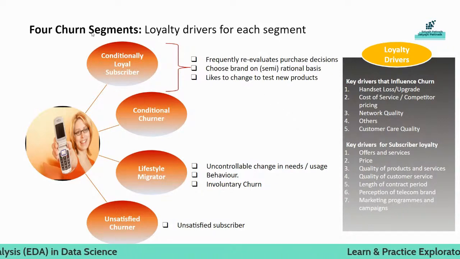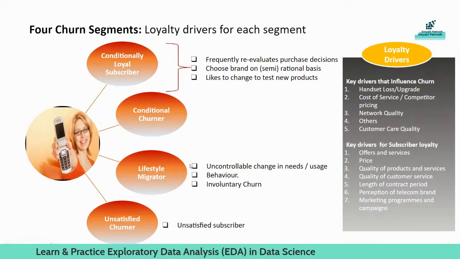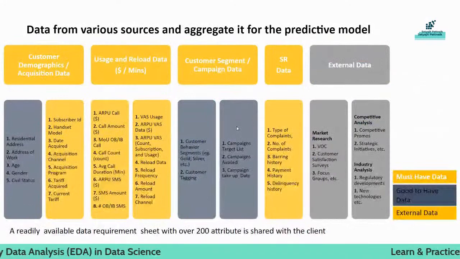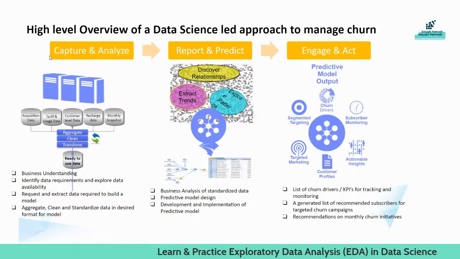So these are the four churn segments, with loyalty drivers for each segment: conditionally loyal subscriber, conditional churners, lifestyle migrators, and unsatisfied churners. Okay, so these are some of the slides which are not required for this particular session, but you can just overlook them and have a look at them.